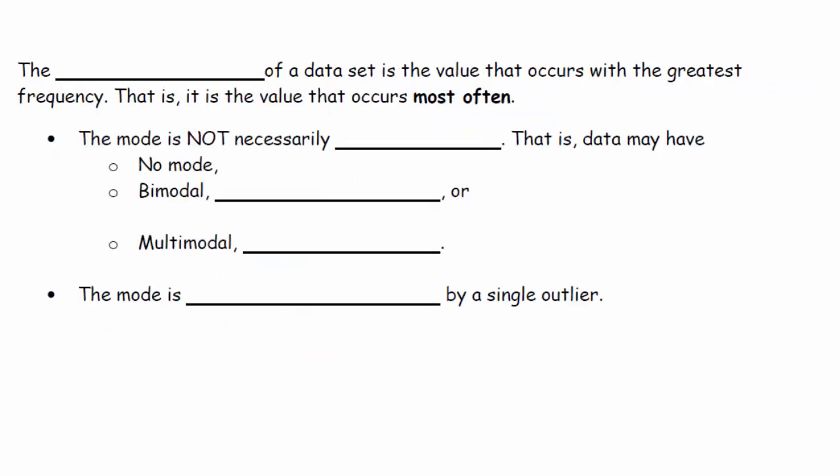Alright, the next measure of center we're going to explore here is the mode. The mode of a data set is the value that occurs with the greatest frequency. That is the value that occurs most often. Unlike our other measures of center, the mode is not necessarily unique. What do I mean by unique? Maybe you don't have a mode. Maybe your data is bimodal, bi meaning 2, so I have 2 modes. Maybe 2 values occur with the same frequency, or it could be multimodal, so this is many modes.